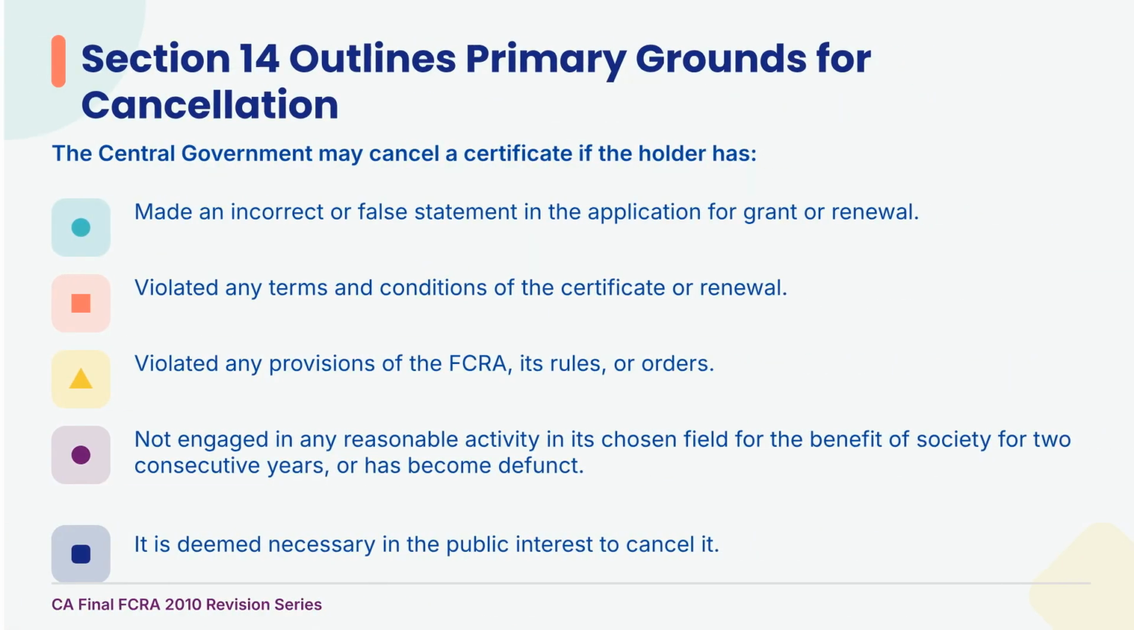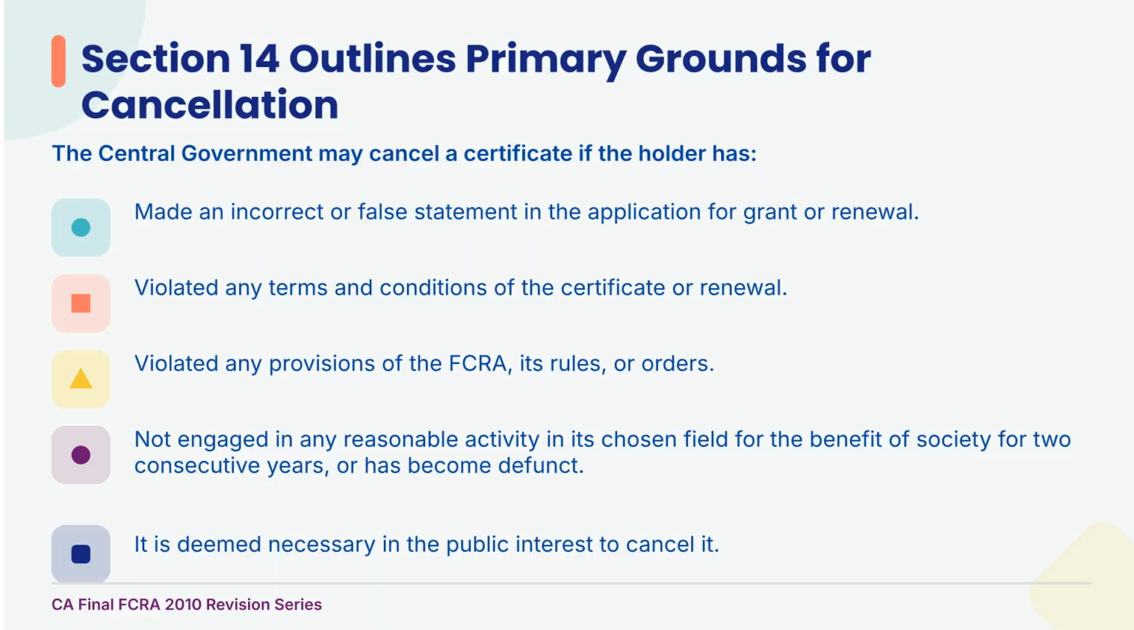Cancellation under Section 14 is far more serious than suspension. The central government may cancel a certificate if false information was provided in the application for registration or renewal. Cancellation may also occur if the organization violates certificate conditions, breaches provisions of the Act, rules or orders, remains inactive for 2 consecutive years, becomes defunct, or if cancellation is considered necessary in the public interest.